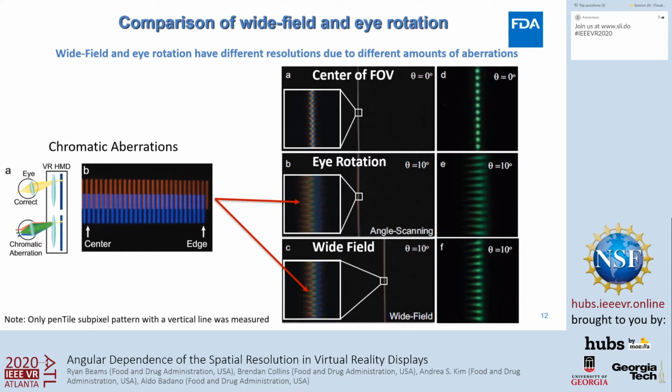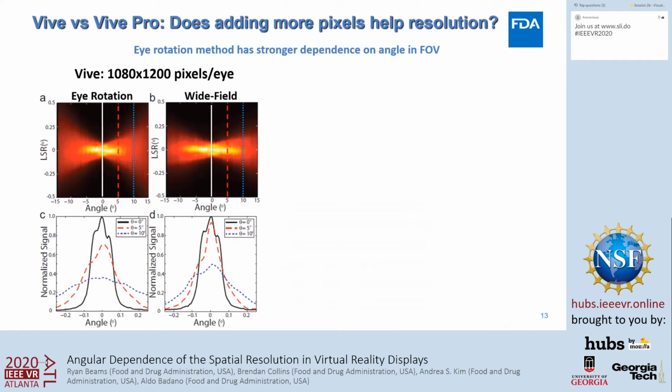So then to make this a little more quantitative, we can perform these line spread response measurements across the field of view of the display. In this case, we're just looking from -15 to +15 degrees along the horizontal axis, and the line spread response is along the vertical. What we find is that in the center, the resolution is the best, and then it starts to decrease as you go away from the center of the field of view. That's the case for both the eye rotation and the wide field case.